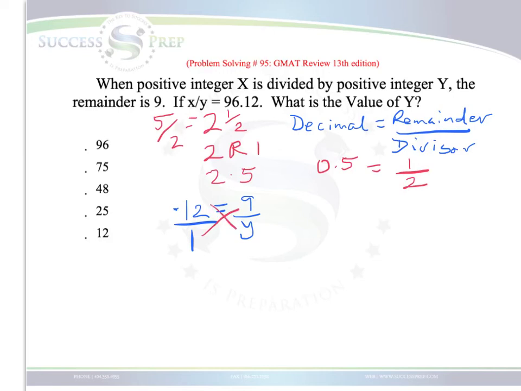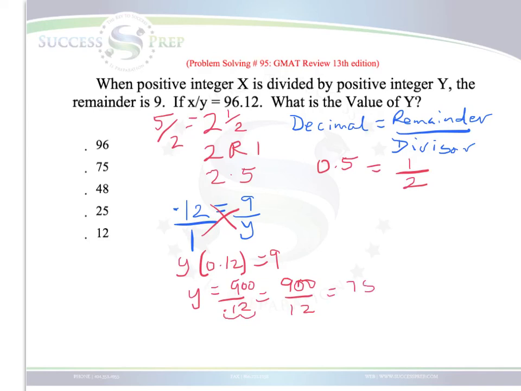When we do that, we end up with y times 0.12 equal to 9. And so y is 9 over 0.12, which in math you pretty much don't want to deal with the decimals. So if I move this decimal out, I would have to add 2 zeros here. That ends up being 900 over 12, which when you divide is 75, which is y. And that's the answer. y is 75.